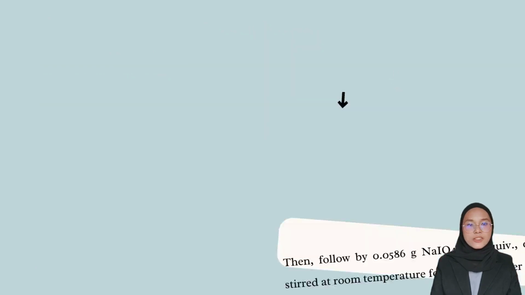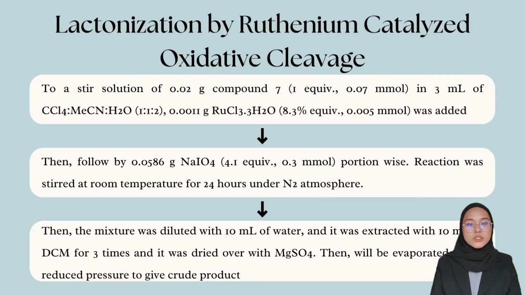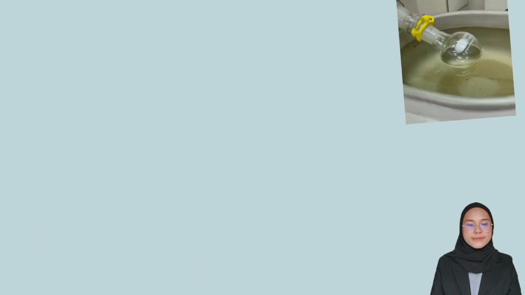The last one is lactonization reaction. The solvent used for this reaction was a biphasic solution, and ruthenium chloride trihydrate was added followed by sodium periodate. The reaction was also done under inert atmosphere and was stirred for 24 hours.